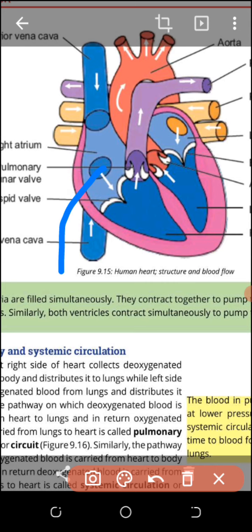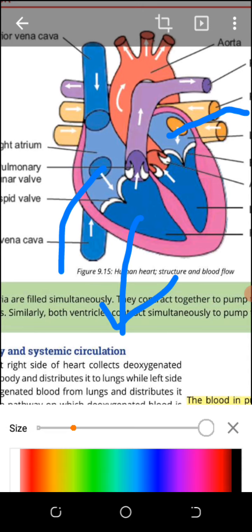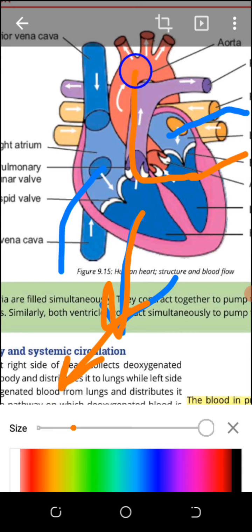This is the right atrium, this is the left atrium, this is the right ventricle, and this is the left ventricle. Right ventricle pumps the blood to the lungs by pulmonary artery, the only artery which carries deoxygenated blood. All other arteries carry oxygenated blood, and this left ventricle pumps the blood by aorta to all parts of the body. Similarly, the superior vena cava and inferior vena cava collect the blood and enter it into the right atrium, and right atrium to right ventricle.